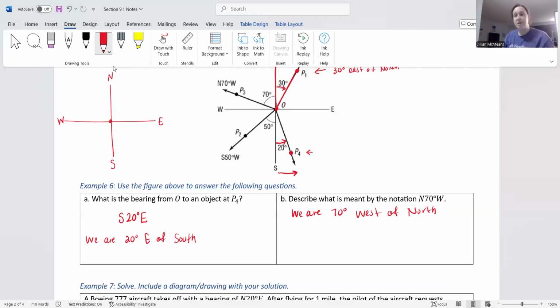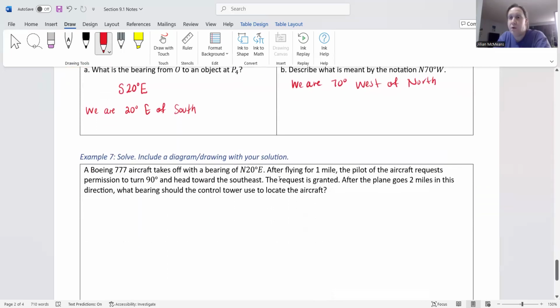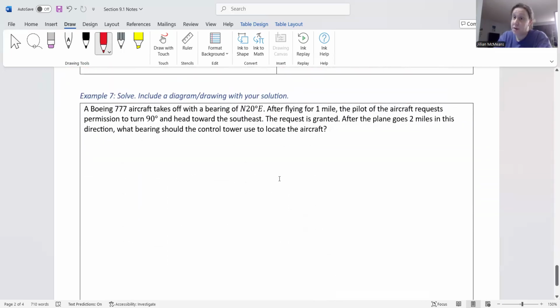Are we north or are we south of that? And then are we to the right, which would be east, or are we to the left, which would be west? And then to the left or right, how many degrees, very specifically. And your angle has to be acute. Okay? So that is just a really quick overview of bearings so that we can do this really cool problem.